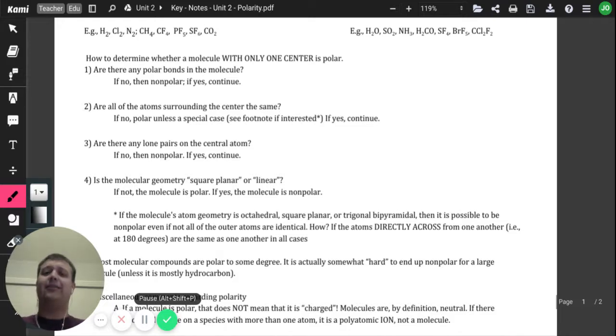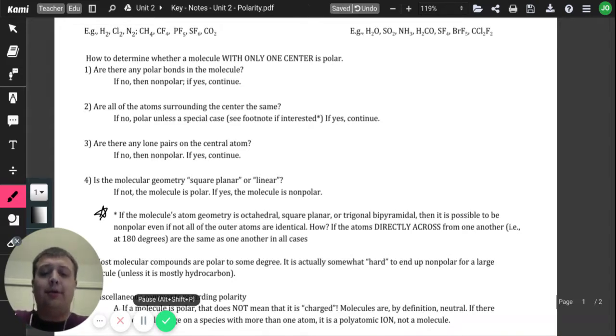Well, if everything on the outside is the same, that means everything on the outside has the same charge, positive or negative or whatever it is, and so they're all going to cancel out. If it's no, it is polar. All right, so if everything on the outside is not the same, then polar with some minor exceptions. Now, if you're interested in figuring out what those exceptions are, they are down here by this little asterisk.